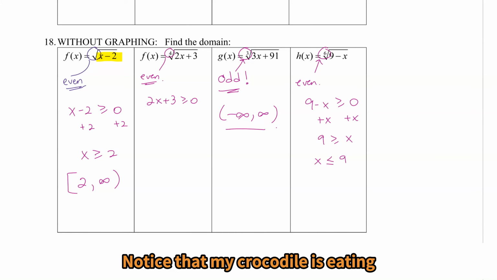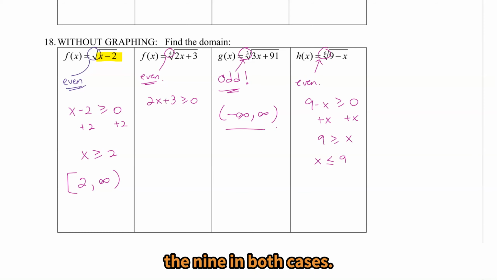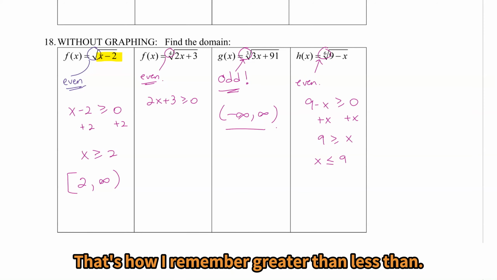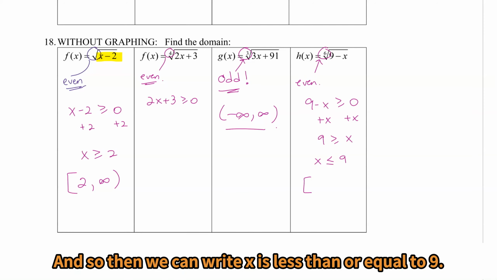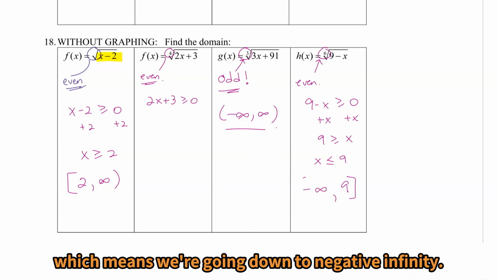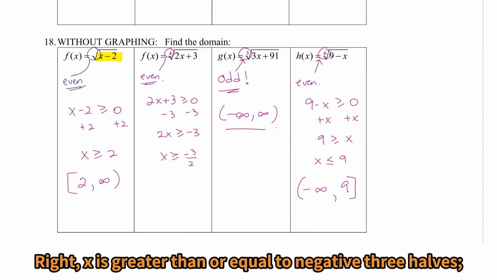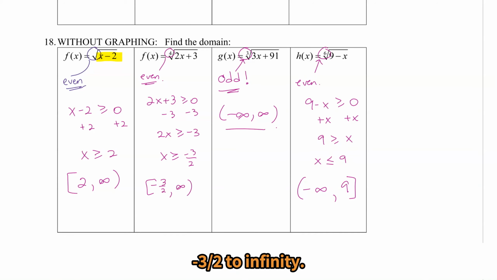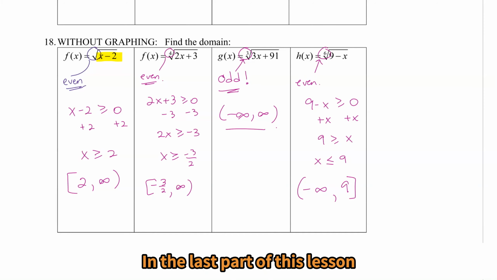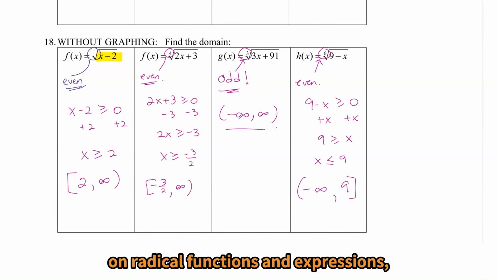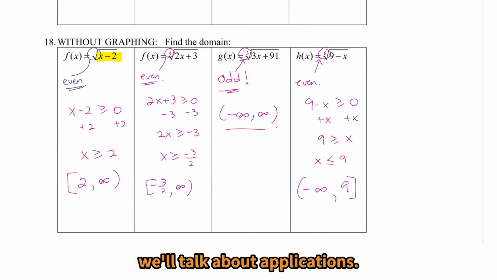Notice that my crocodile is eating the 9 in both cases. That's how I remember greater than, less than. And so then we can write x is less than or equal to 9. 9 is the biggest, which means we're going down to negative infinity. Did you figure out the second one yet? Right, x is greater than or equal to negative 3/2. Negative 3/2 to infinity. In the last part of this lesson on radical functions and expressions, we'll talk about applications.